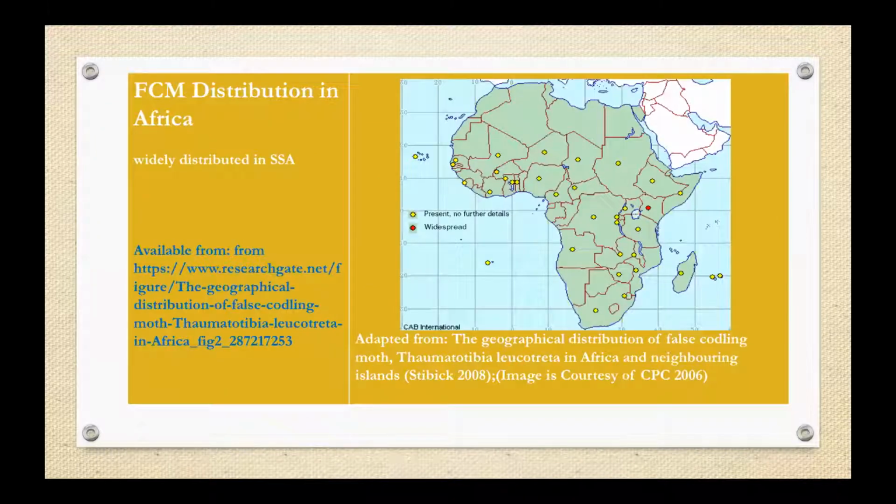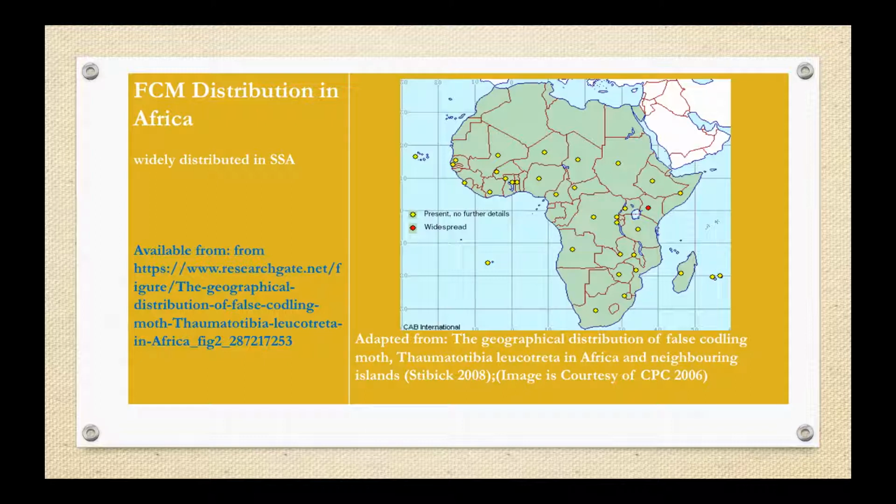Next, okay. That is showing you the distribution of the false codling moth. You see the yellow marks. It's present, but no further detail. So when you look at the map of the African continent, you find it occurring in sub-Saharan Africa. And then the islands of Africa in the Indian Ocean also have it. Madagascar has it. The desert forms a very good barrier for this pest to move across. That's why you don't see it occurring in North Africa. Countries of North Africa do not have it.